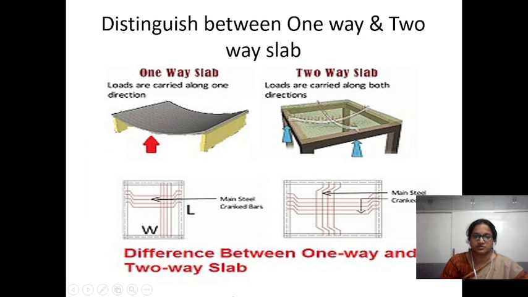Now the main distinction between one-way slab and two-way slab. In the one-way slab, the loads are carried along only one direction, in this direction. The main reinforcement with cranked bars is provided in this direction only, and these rods are only distribution bars. Coming to two-way slabs, loads are carried along both directions, so the bending will be in this direction as well as in this direction. So the cranked bars are provided in both directions.